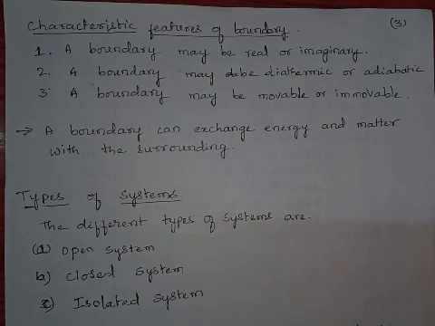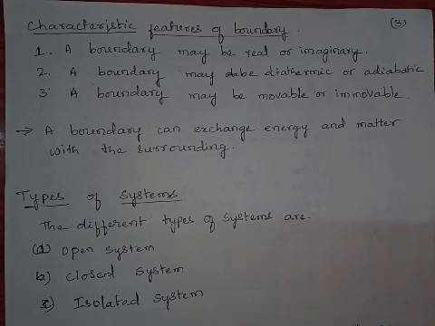Second property, a boundary may be diathermic or adiabatic. Diathermic is nothing but conducting. The boundary may conduct heat energy from system to surrounding or from surrounding to system. Such type of boundary is called diathermic. For example, when you are cooking in a pressure cooker, the walls of the cooker, the utensil, act as a boundary. Here it is allowing heat, so we call it diathermic.